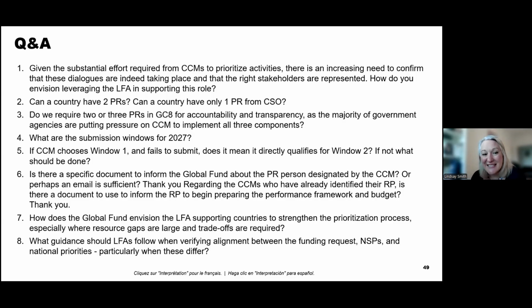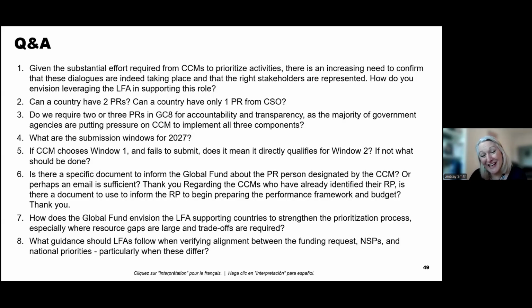Next question, if the CCM chooses window 1 and fails to submit, does it mean it directly qualifies for window 2? If not, what should be done? Okay, yes. So if a CCM is aiming to prepare their funding request for window 1 and they're close, but it's not quite ready yet, there is the option to defer the submission to window 2. And that could be done in a quite straightforward manner by having a discussion with the country team, the fund portfolio manager, and then they can be re-registered for window 2.